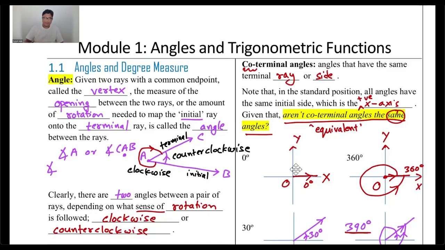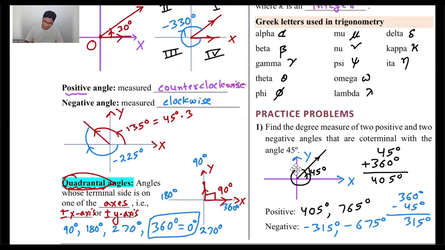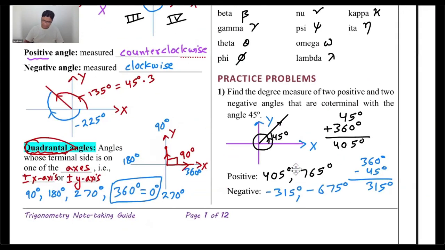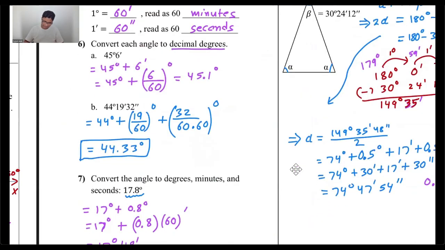Now, we have started with the study of angles. In the first lesson, we looked at the definition of angle and the degree measure. You might recall, we also talked about the quadrants and the positive and negative angles and all of that.